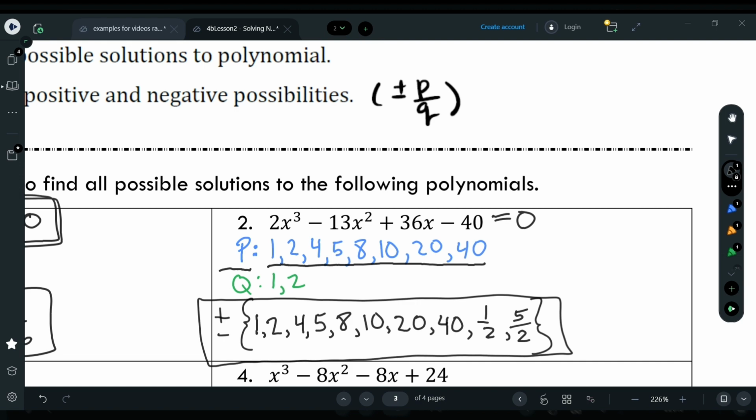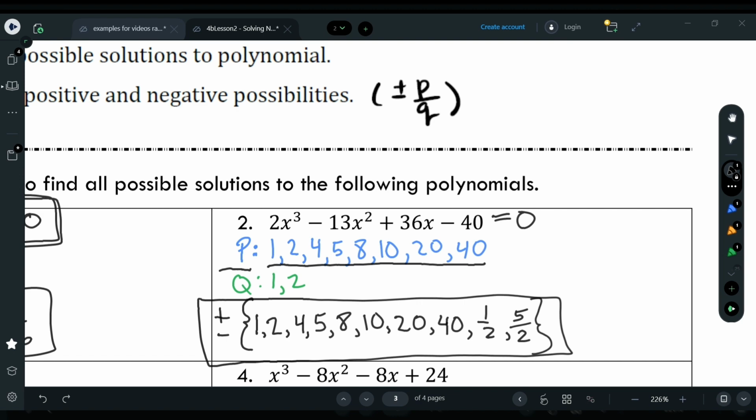Let's see. 1, 2, 3, 4, 5, 6, 7, 8, 9, 10 numbers, but possible solutions are either the positive or the negative of all 10 of those. So that's actually 20 different possible solutions. Of course, not all 20 are true solutions. There's only three solutions there. But any solution that is either a whole number or a fraction is guaranteed to be on this list.